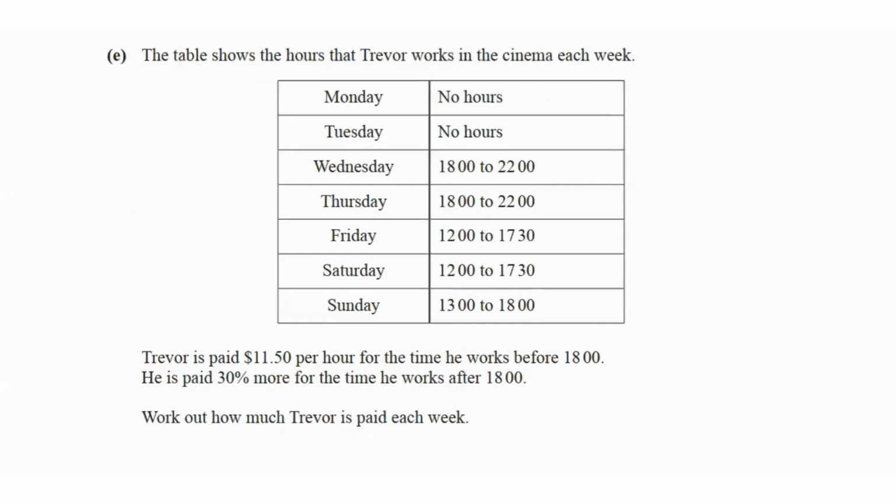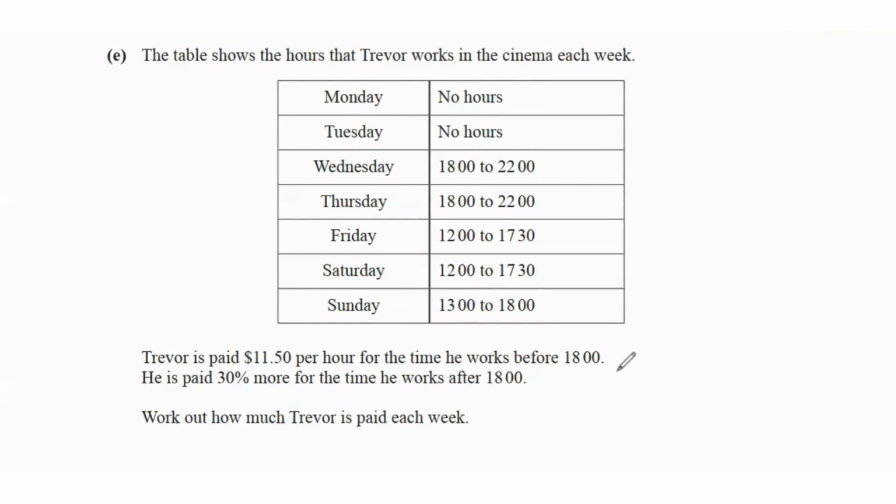Part E says the table shows the hours that Trevor works in the cinema each week. So we have the number of hours for Monday, Tuesday, Wednesday, Thursday, Friday, Saturday, and Sunday. Trevor is paid $11.50 per hour for the time he works before 18:00. He is paid 30% more for the time he works after 18:00. Work out how much Trevor is paid each week.